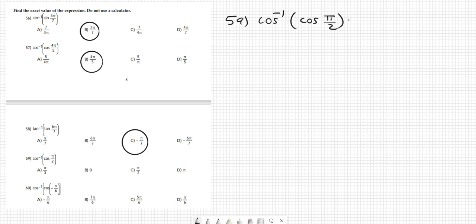Suppose cosine of pi over 2 is 0. Cosine of pi over 2 is 0. Then cosine inverse of 0 is obviously pi over 2.